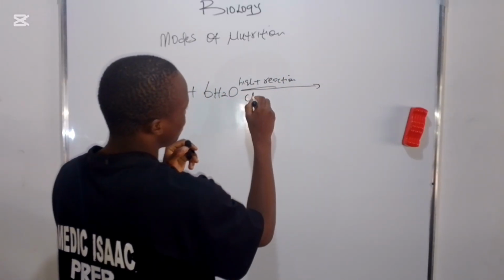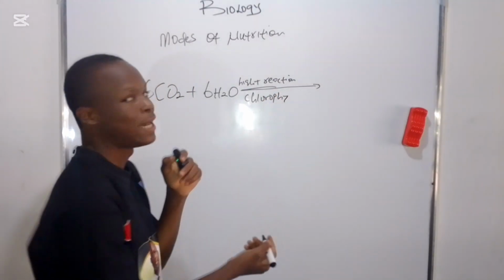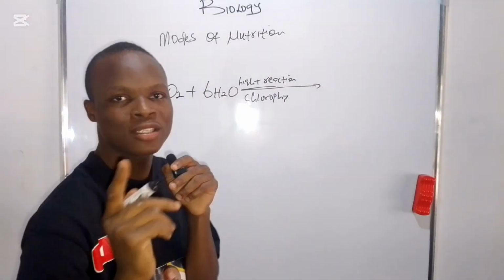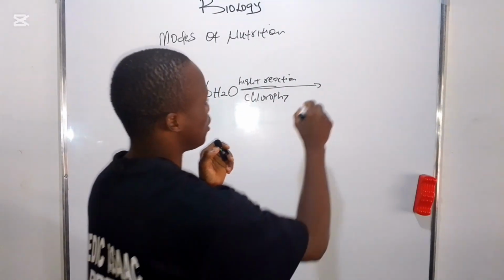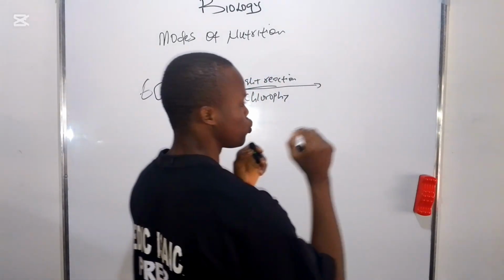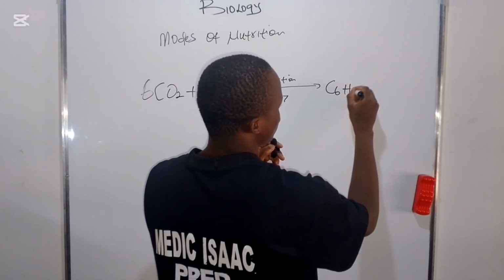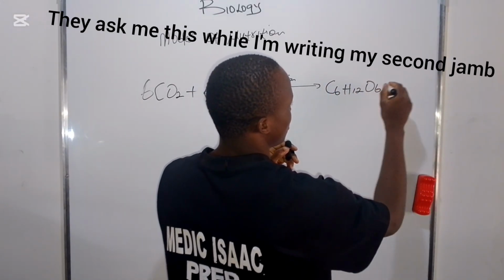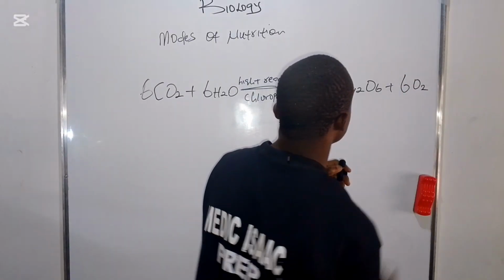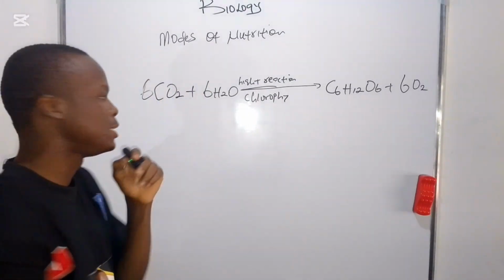If you want, you put chlorophyll here for those writing WAEC, if they ask you to derive the equation. So you're going to do it. The product is the simple sugar, which is glucose. The formula for glucose is C6H12O6, plus 6 molecules of oxygen. This is the equation that is attached to holophytic nutrition.